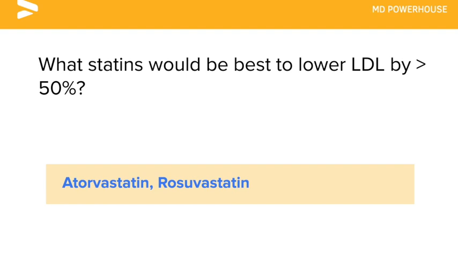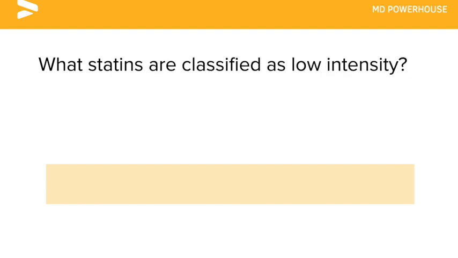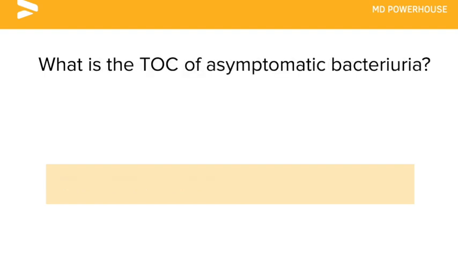What statins are classified as low intensity? 10 milligrams of pravastatin or lovastatin. What is the treatment of choice of asymptomatic bacteriuria? Nitrofurantoin.